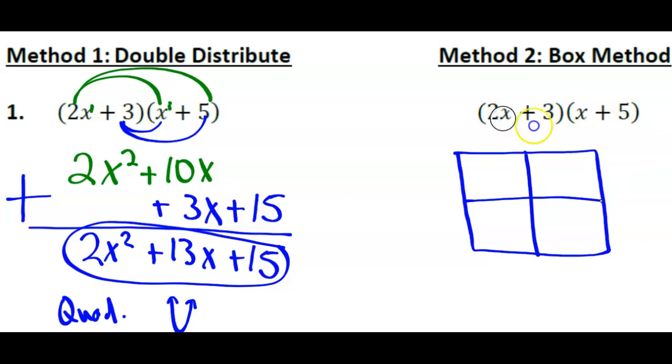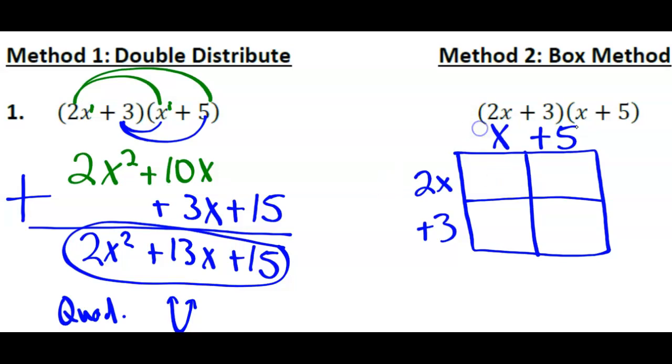Okay. So I'm going to take this and I'm going to write it on the side. And I'm going to write it up and down, 2x plus 3. Yes, put the plus sign there. You have to have that there or you'll get messed up. Okay? And then my x plus 5 goes on the top. Again, put the plus sign there. If it's a minus sign, put a minus sign. Okay. Now I need to multiply this times this, and that answer is going to go inside the square.